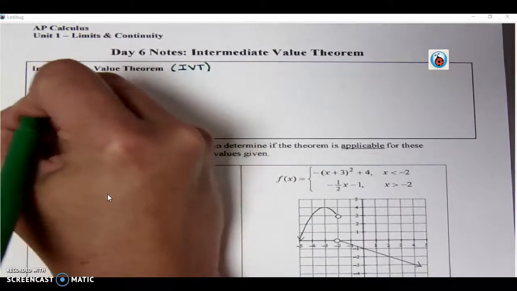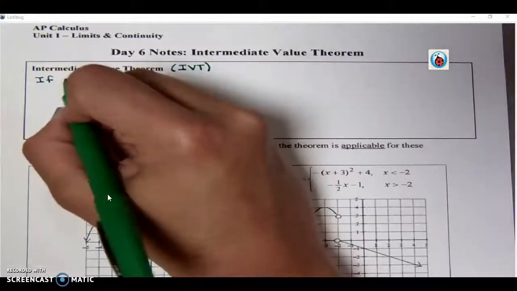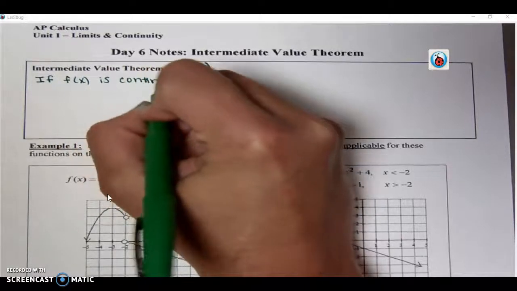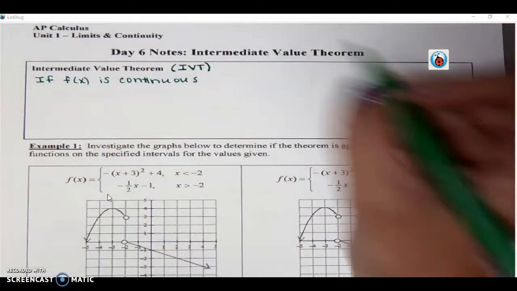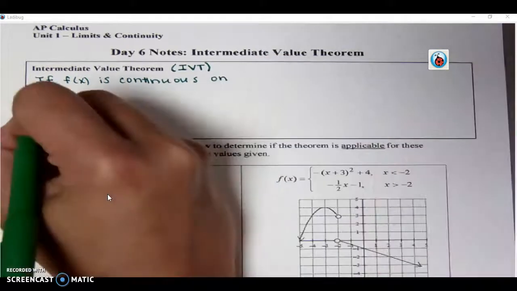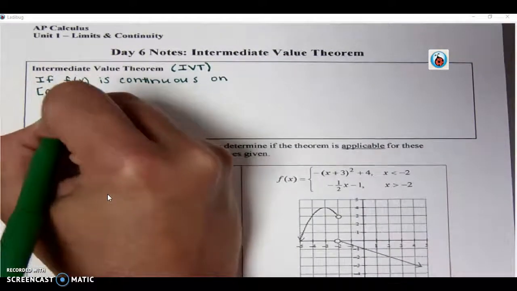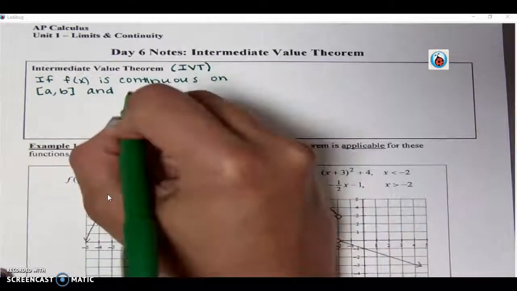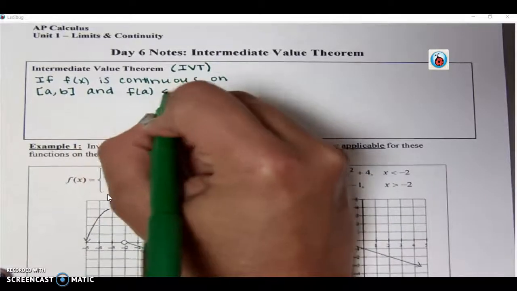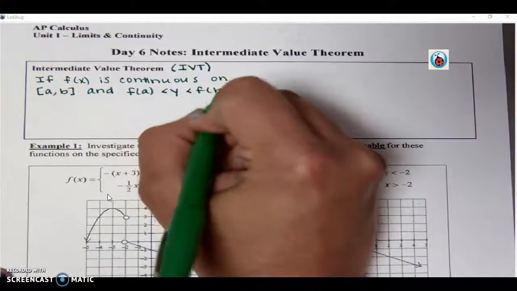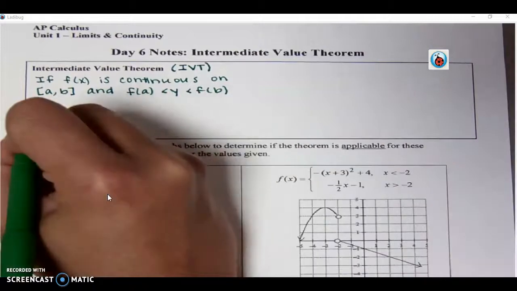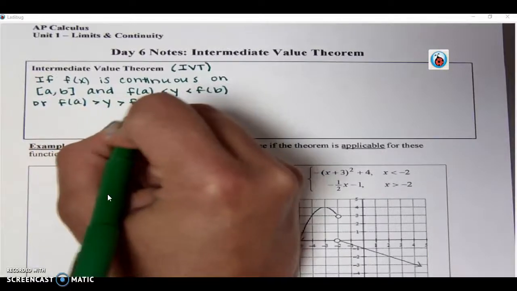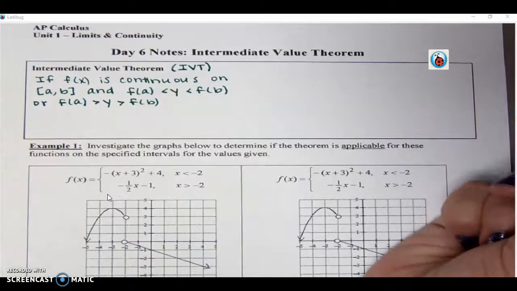It says if f of x is continuous on the interval from A to B, and those have brackets, so they're included, and f of A is less than y, which is less than f of B, or f of A is greater than y, which is greater than f of B. In other words, y is in the middle.